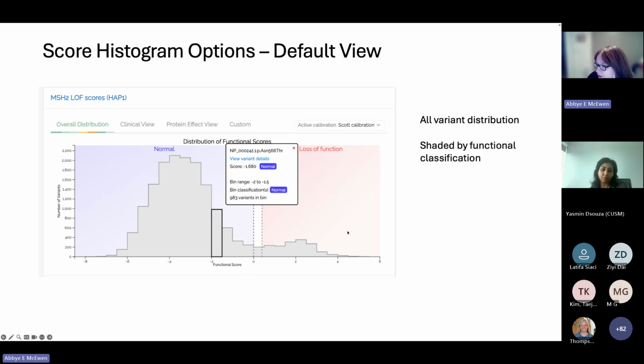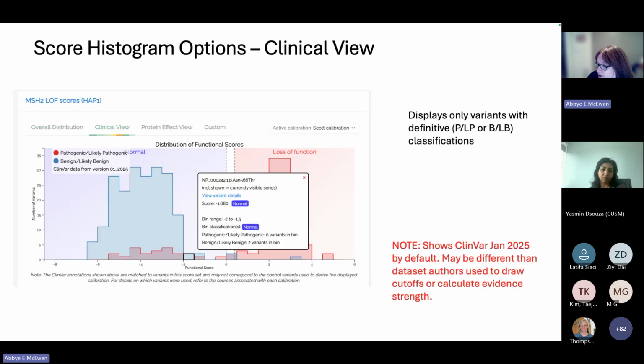But for a variant curator, we want to know more information. We like to look at things in the context of what's going on clinically. So what you can do is switch views to clinical view and look at this same data set, but this time, in addition to shading our normal and abnormal intervals, we're also breaking things down by ClinVar classification, with benign and likely benign in blue, pathogenic and likely pathogenic in red.